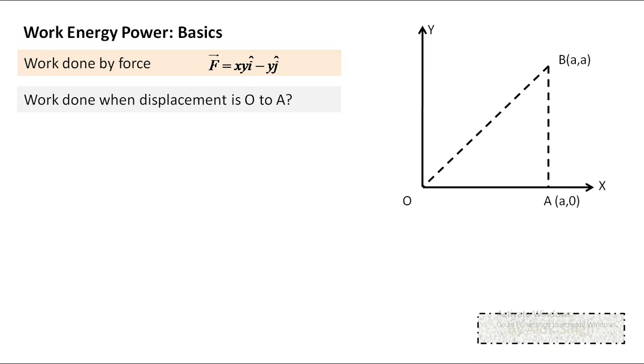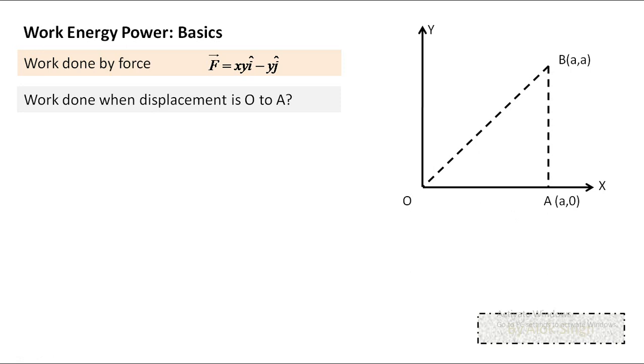Now, what is work done when the object is displaced from O to A? So it is moved from O to A. What is the work done? Can we calculate work done? So think in your mind what would be our method to calculate. First thing we need to think, is it one dimensional motion or multi-dimensional motion? O to A is a straight line, or one dimensional motion along x-axis or i cap direction.